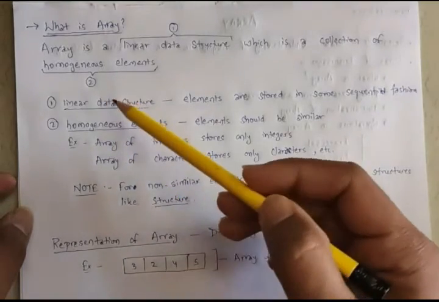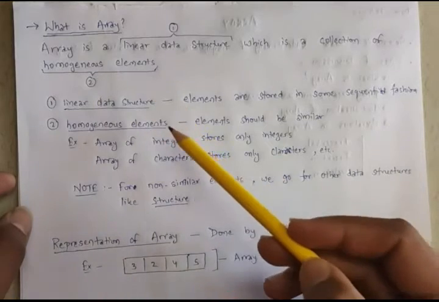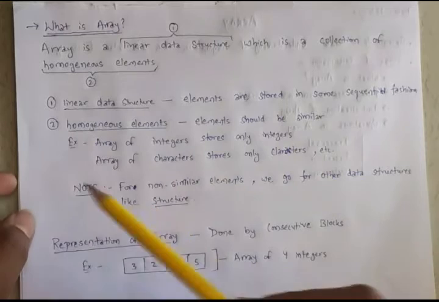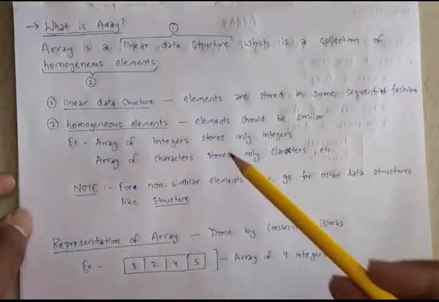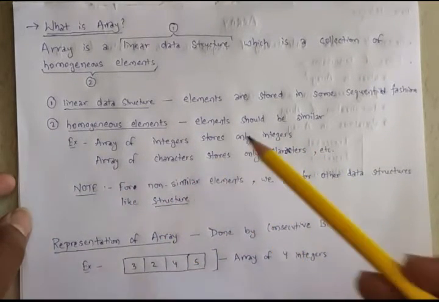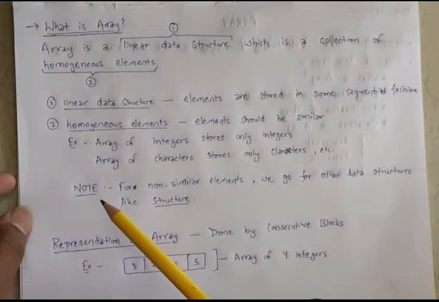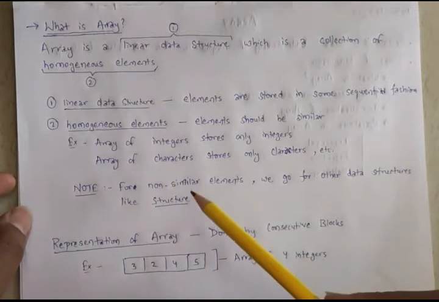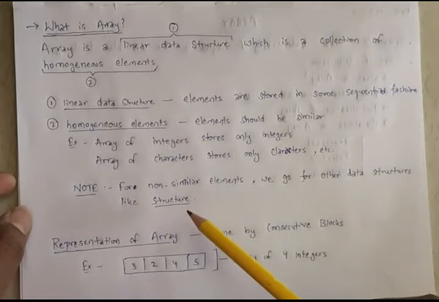The second important point here is the homogeneous elements. This means that the elements that are stored in the array should be similar. For example, if the array is of integer, it should store only integers, and array of characters should only store characters, and so on. One note here is that for non-similar elements, that is for heterogeneous elements, we go for other data structures like structure.